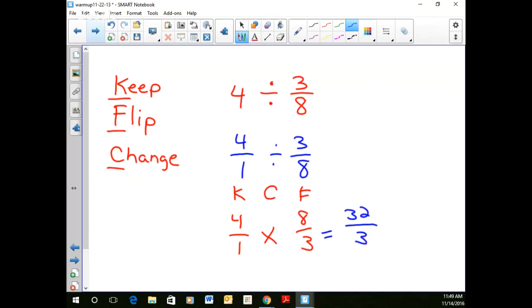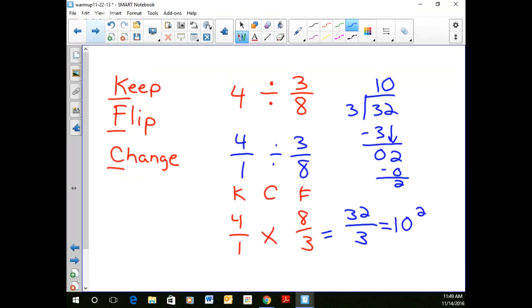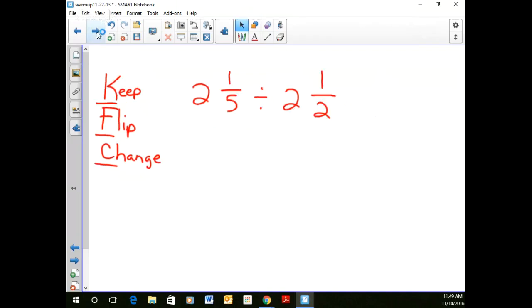Again, we're left with an improper fraction. We can't leave our fractions improper with our answers, so we must divide our denominator into our numerator, and 3 will go into the initial 3 one time. With nothing left over, we bring down our next number 2, and 3 will go into 2 0 times with 2 remaining. So our new answer will be a mixed number of 10 whole with 2 left over, and the denominator will stay the same. So 10 2/3 is our answer.